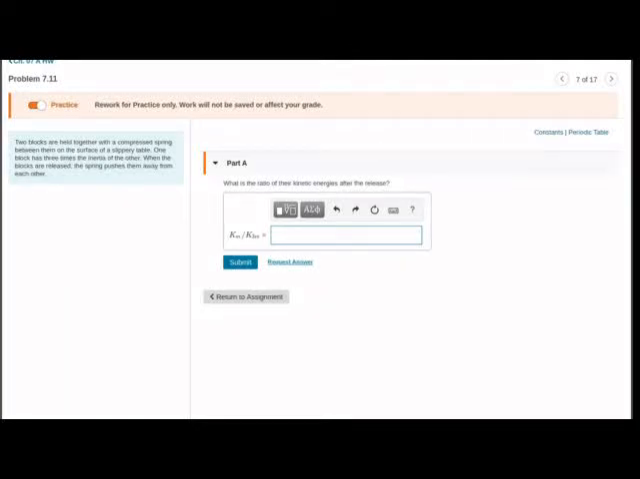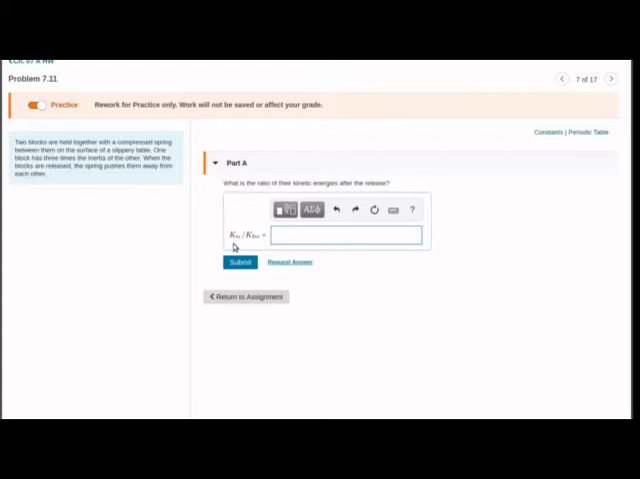This is problem 7 out of the chapter 7 homework, problem 11 out of the textbook. And this problem has two blocks being held together with a compressed spring on the surface of a slippery table. So that's telling us that there's not much friction. One block has 3 times the inertia as the other. When the blocks are released, the spring pushes away. And then the question is, what's the ratio of the kinetic energies after the release?